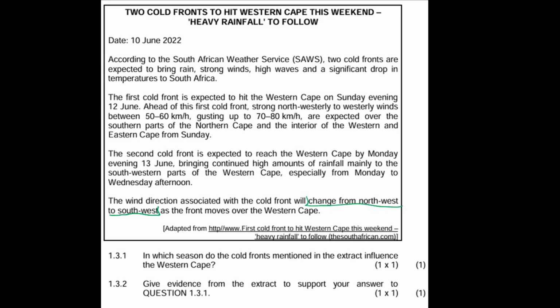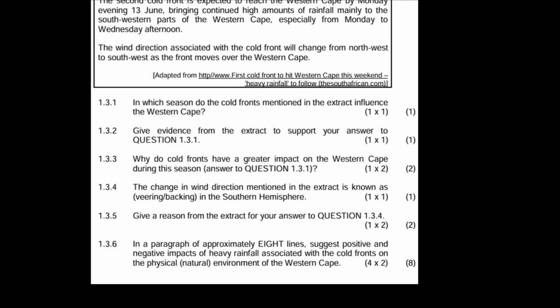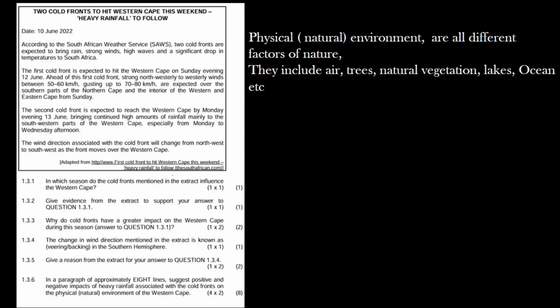Moving on to the last question. In a paragraph of approximately 8 lines, suggest positive and negative impacts of heavy rainfall associated with cold fronts on the physical, natural environment of the Western Cape. Physical environment means all the different factors of nature, including the air, the trees, natural vegetation, lakes, ocean, etc. I'm going to list 2 positive impacts and 2 negative impacts.